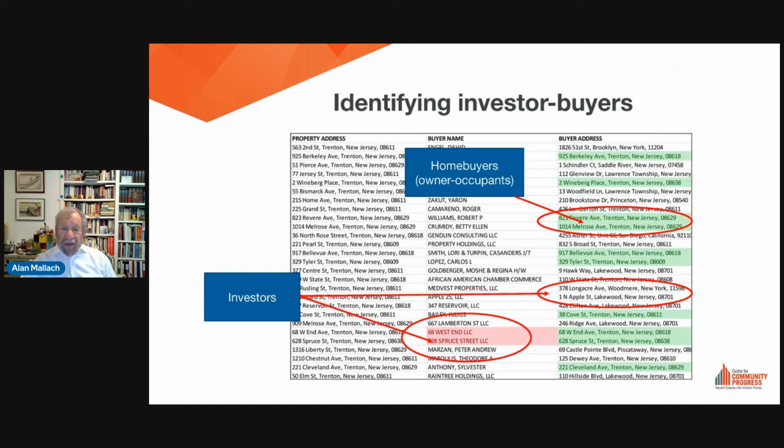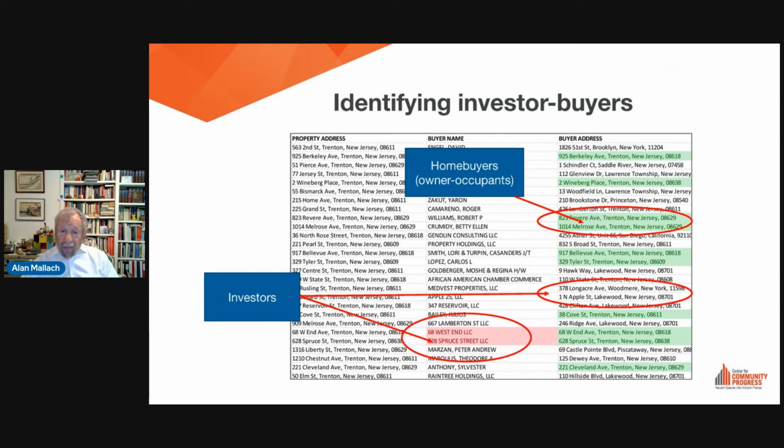So if the address is the same for the buyer and the seller, that's likely to be a homeowner. For the buyer's property address and the address that the buyer has put down for purposes of where the property tax bill should go, if it's the same, then odds are that's a homeowner. But some investors use that as well.